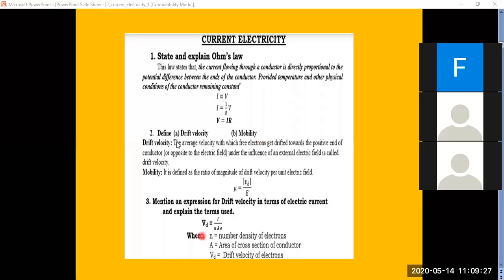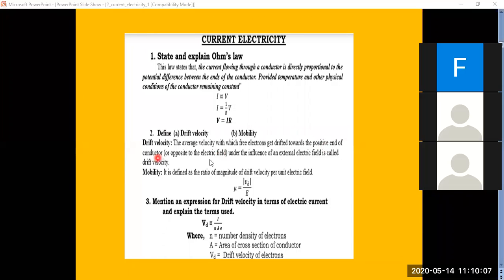For drift velocity, I told you that like charges will always repel, and unlike charges will attract. For example, a positive and a negative charge will attract. When we have two positive charges or two negative charges, they will always repel. Here electrons are negative. Where should they get attracted? They will get attracted towards the positive end. Keep this clear: electrons, which are negative, will drift towards the positive end of the conductor.